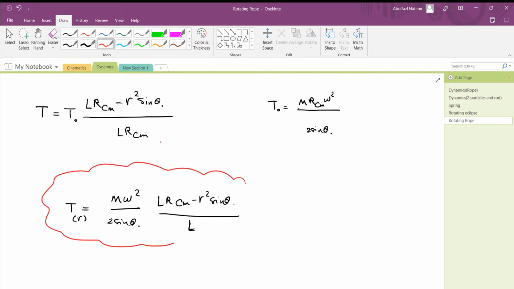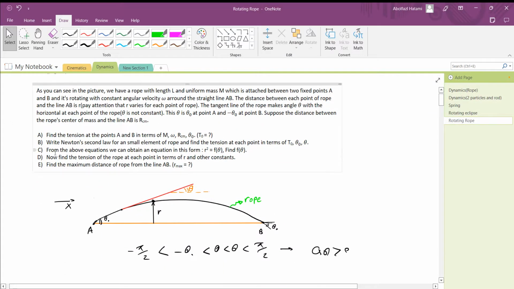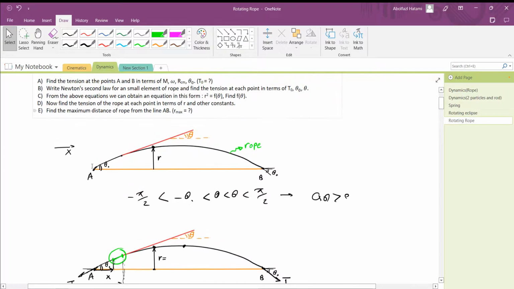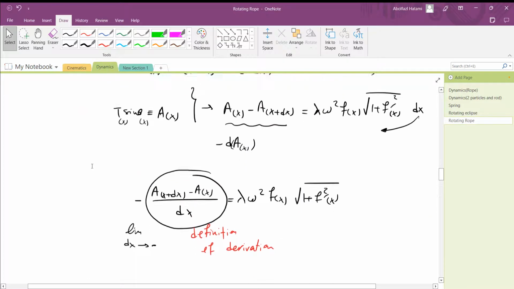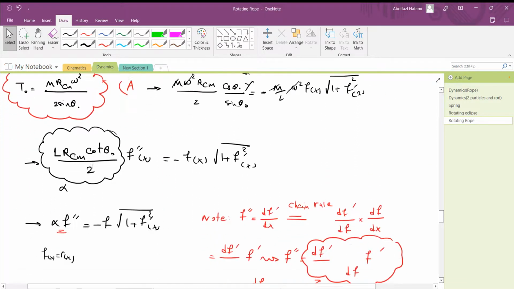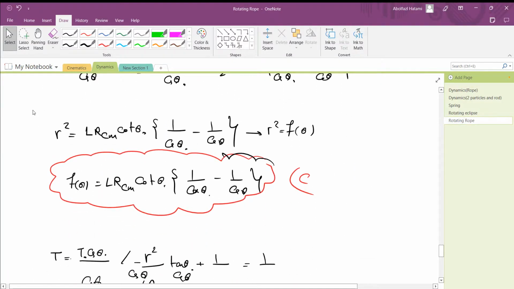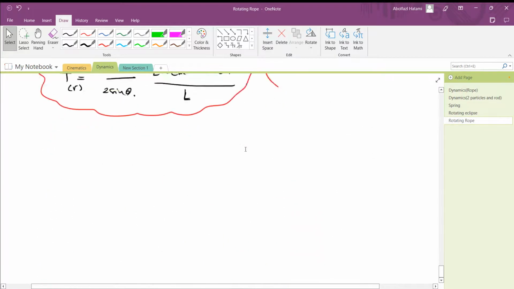So this is part D of the problem. Let's go to the next part. The next part says to find the maximum distance of the rope from the line AB. It means it wants us to find R max. We had R as a function of theta. Here we obtained R as a function of theta.